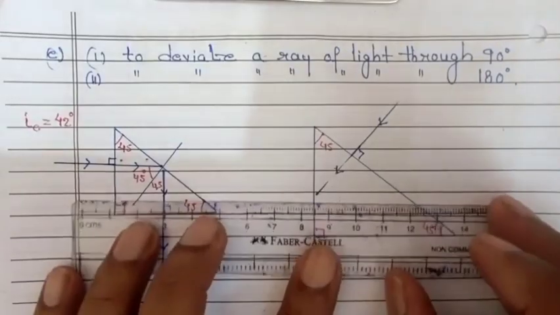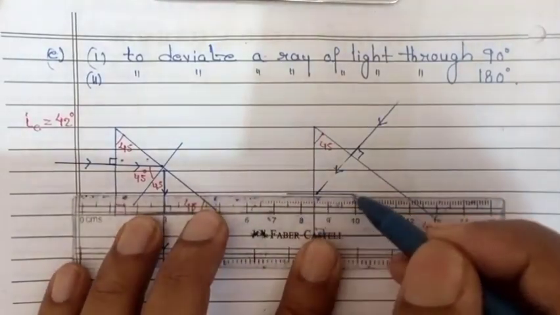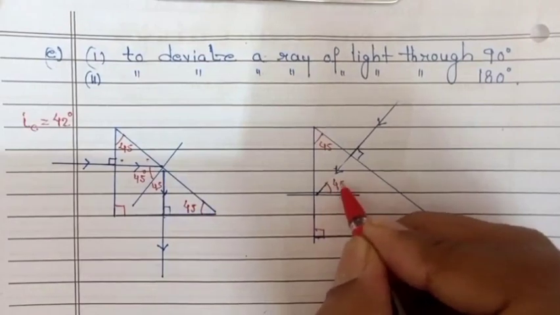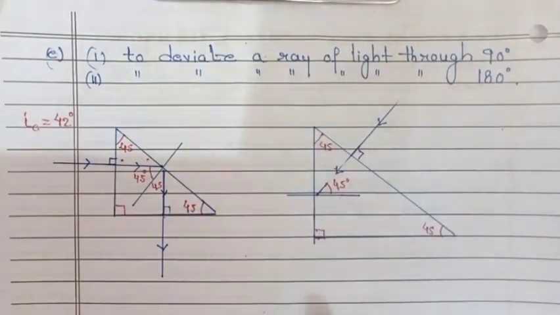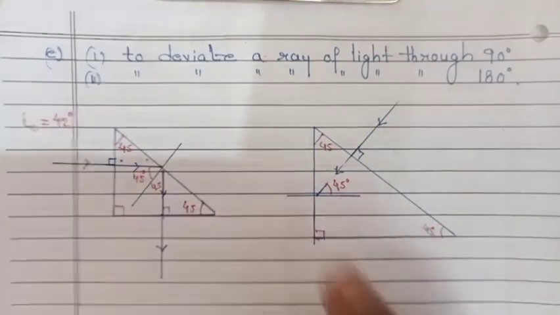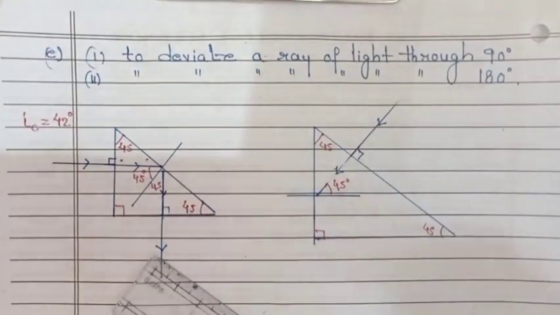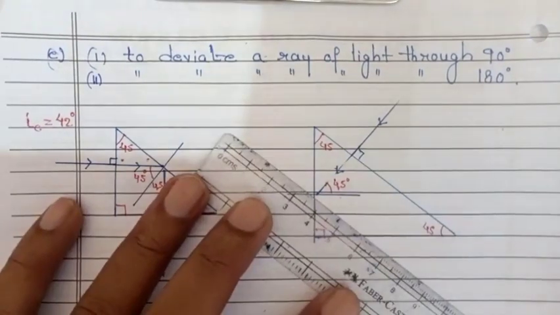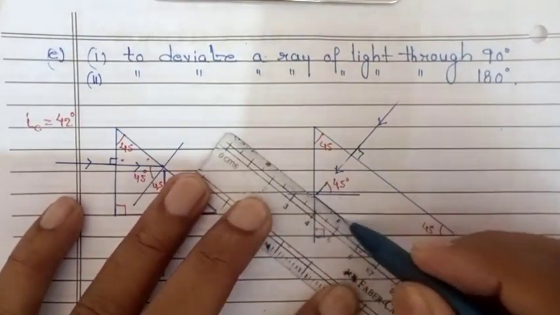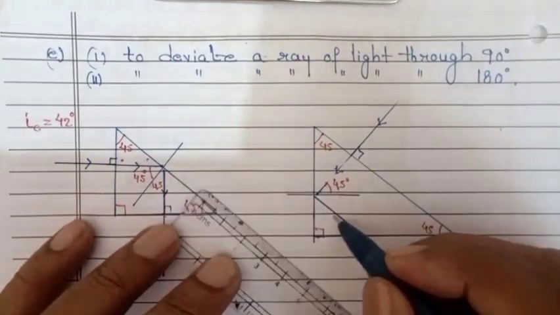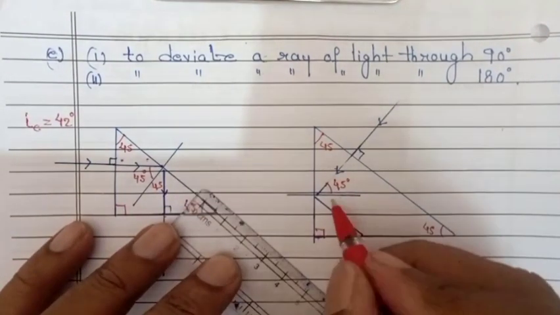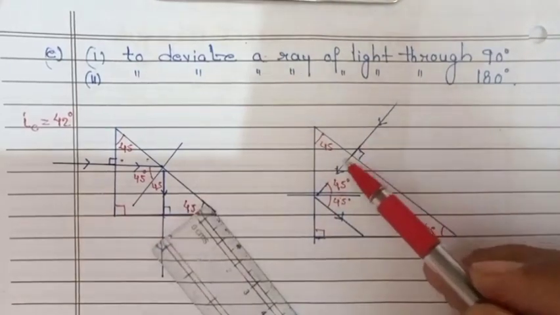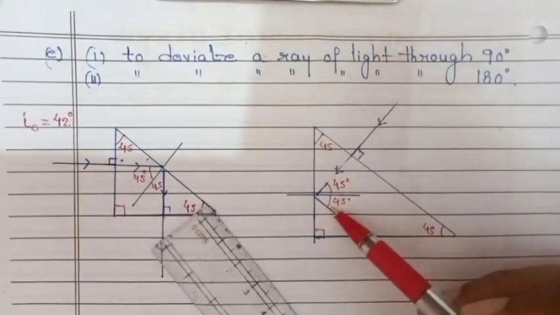Now if I draw the normal on this surface and we calculate the angle of incidence, it comes out to be 45 degree, which is more than critical angle. So the ray will suffer total internal reflection. Angle of incidence is 45, so angle of reflection will also be 45 degree, and the ray will turn this side. This angle is of 45 degree. So you can see the ray has deviated through an angle of 90 degree here.